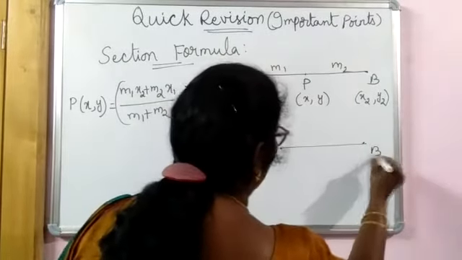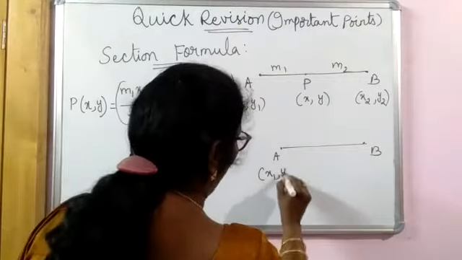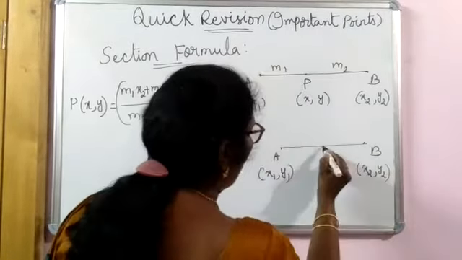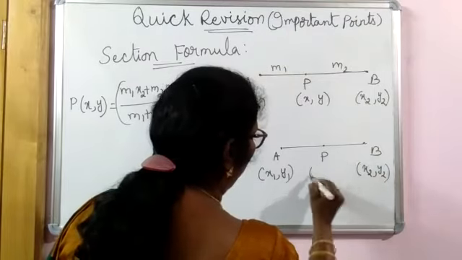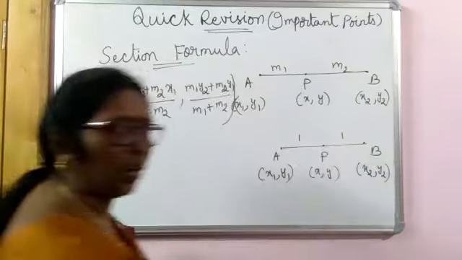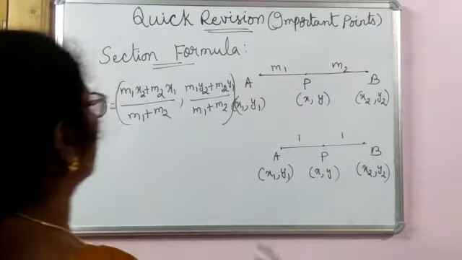Suppose this is A, this is B. Coordinates of A are x1, y1. Coordinates of B are x2, y2. Midpoint is P, x, y. So midpoint means 1:1 ratio. For your better understanding I am saying.